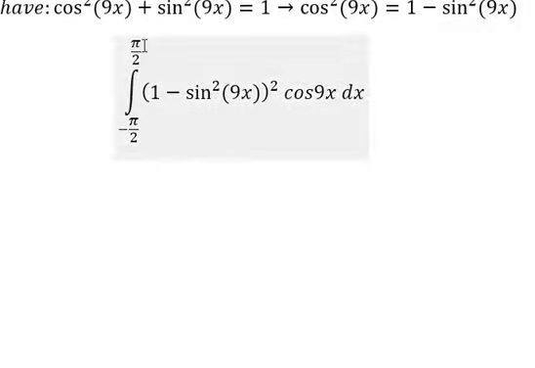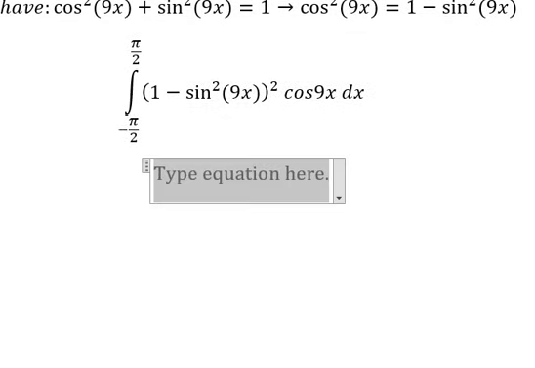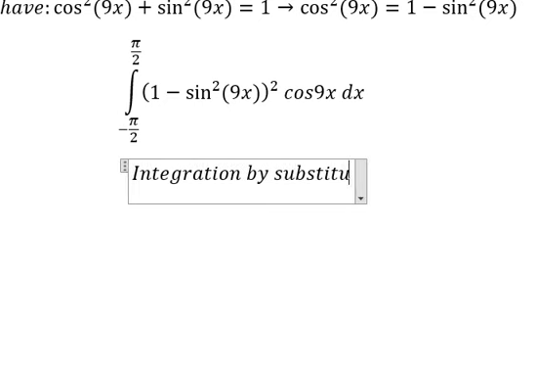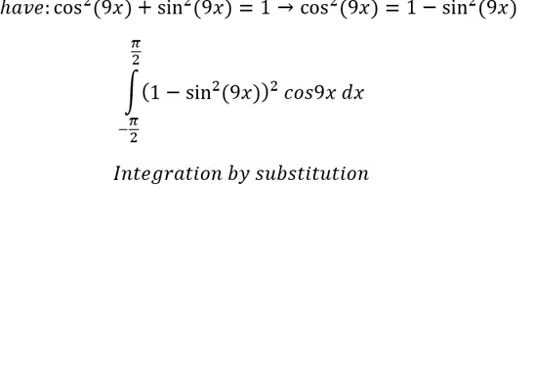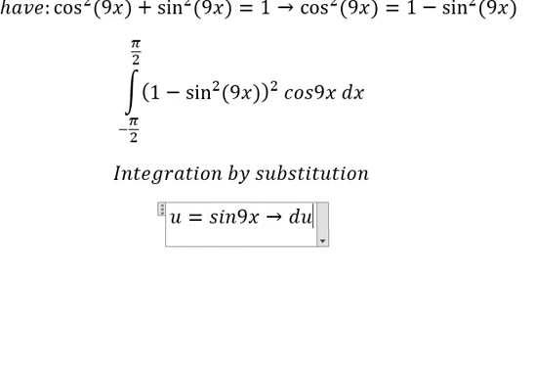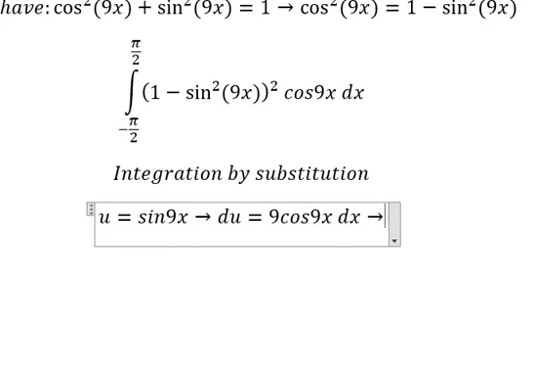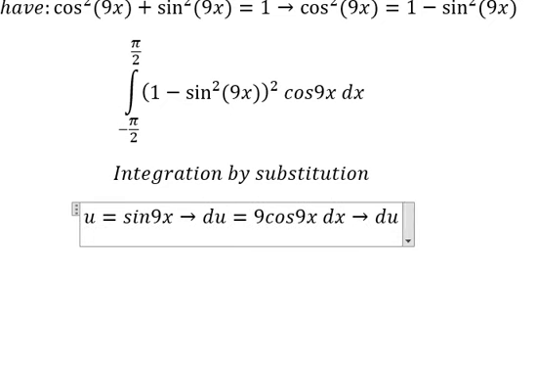Now we can use integration by substitution. I will put u equal to sine 9x. Then we first take the derivative of both sides, and we have 9 cosine 9x dx. Because we don't have the number 9, we divide both sides by 9.